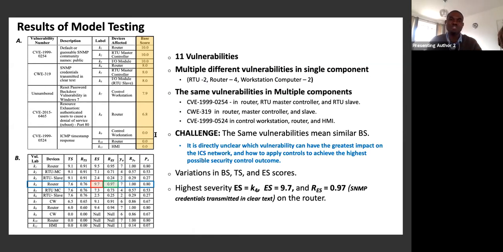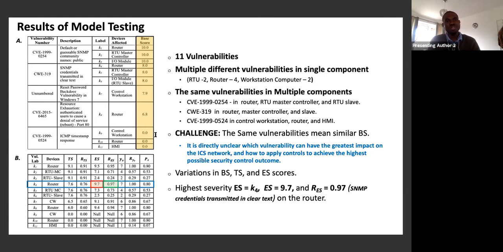One of the key things we also found out was there were multiple vulnerabilities within a single component. So for example, within the RTU, that's the control device, in this case it was a PLC, we found two vulnerabilities. Within the router, which is basically IT in this case, there were 4 vulnerabilities. The workstation that stood in as a control workstation had a Windows operating system, and we also found that there were 2 vulnerabilities. So that's one of the things we found.